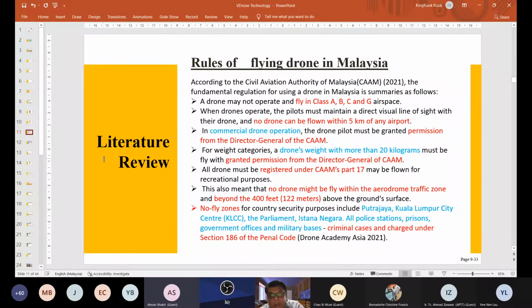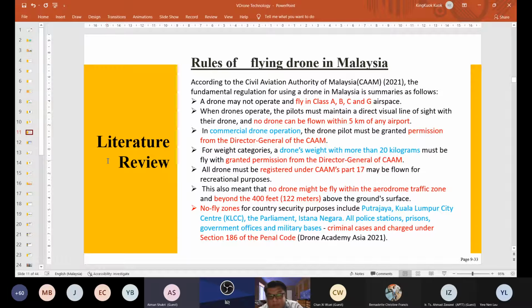And then, when we operate the drones, the pilot must maintain a direct visual line of sight with the drone. And no drone can be flown within a 5-kilometer radius of any airport. For commercial drone operation, we need to get permission from the Director General of CAAM. For a drone weighing more than 20 kilograms, we must also get permission from the Director General of CAAM. And all drones must be registered under CAAM Part 7.